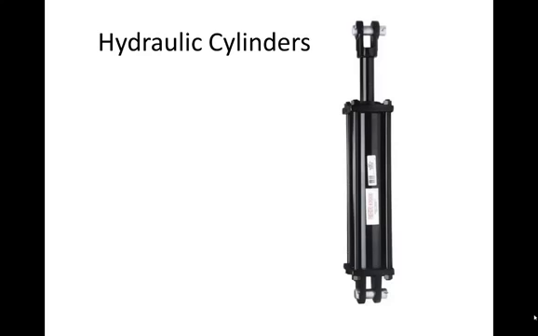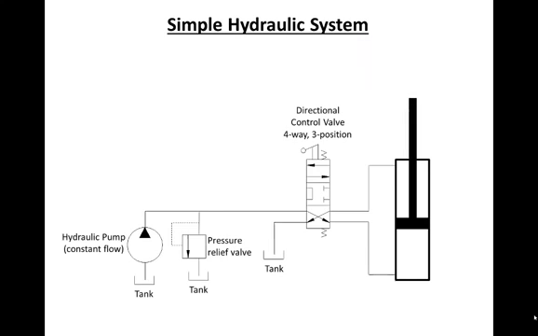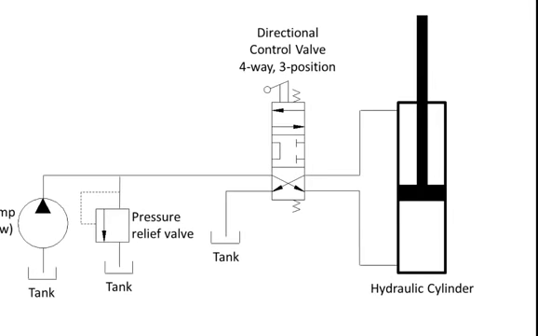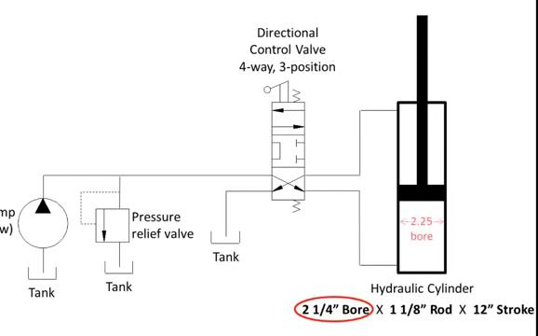In this video I will discuss a little bit more about hydraulic cylinders. Here's a simple hydraulic system that contains a cylinder. Hydraulic cylinders are specified by giving the bore size, the rod size, and the stroke. The bore size is simply the inside diameter of the cylinder. That's what the word bore means, the diameter of a hole. In this case it's 2 1/4 inches.